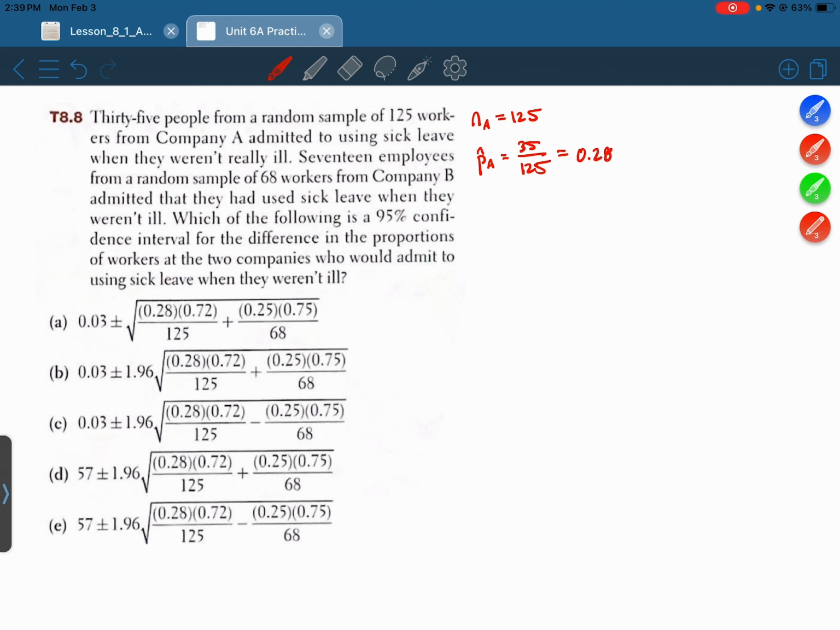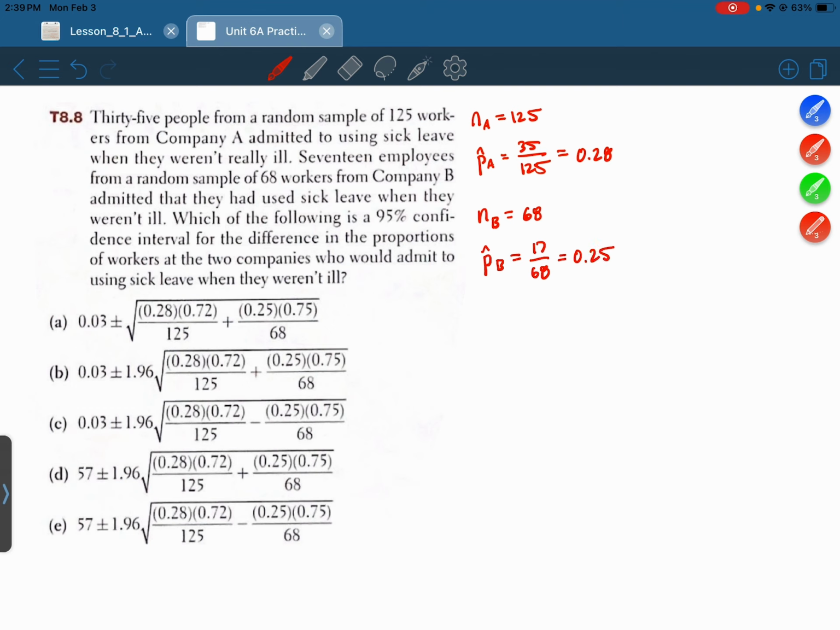All right. 17 employees from a random sample of 68 workers from company B admitted that they had used sick leave when they weren't ill. All right, so N_B is 68, and P hat B is 17 over 68, which is equivalent to 0.25, 25%.